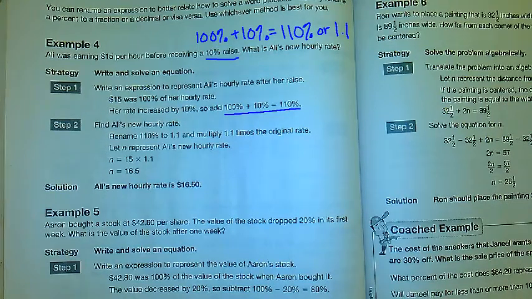So now we have, $15 was 100% of her hourly rate. Her rate was increased by 10%. So n is equal to 15 times 1.1. So n is equal to 16.5 or $16.50. You know we love percents. So remember it's raised, so we are adding. So raise means plus.